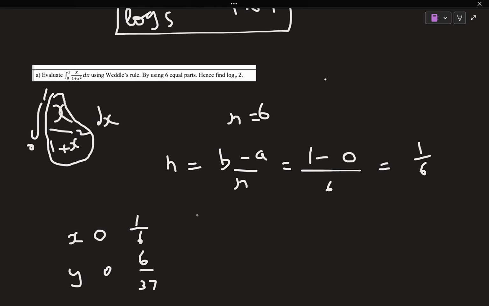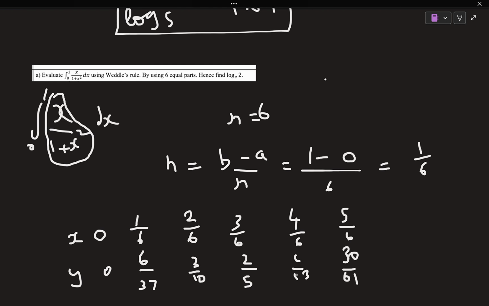Then 1 by 6, next is 2 by 6, so then it will become 3 by 10. 3 by 6, then it will become 2 by 5. 4 by 6, then it will become 6 by 13. 5 by 6, then it will become 30 by 61. And then the last one is 1, obviously, so this will become 1 by 2. So basically, if you substitute this value in place of x, you'll get the y value as this.